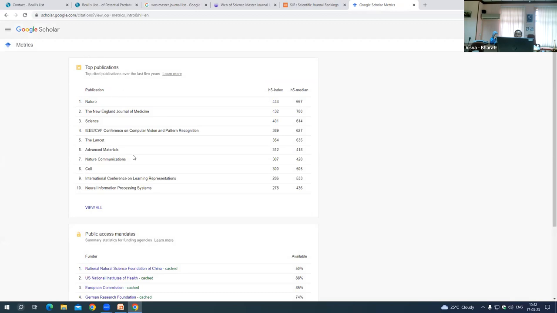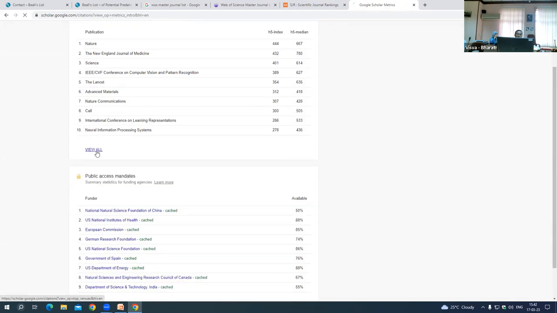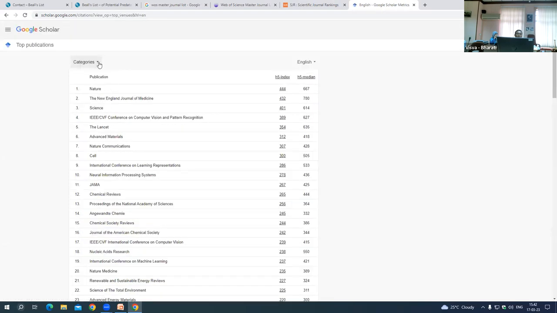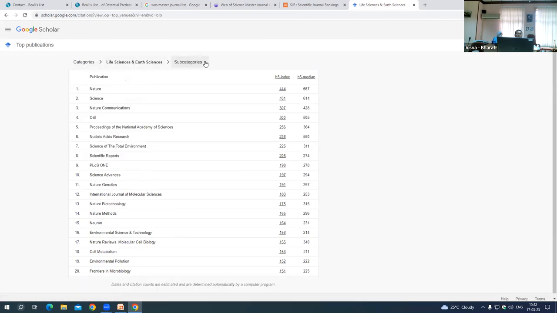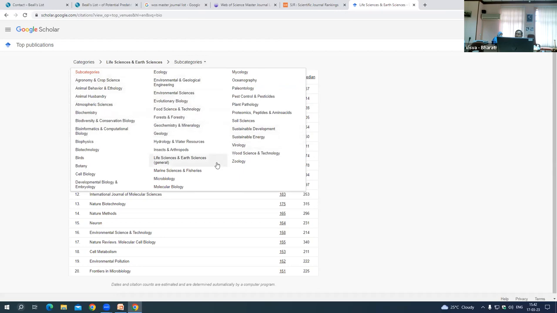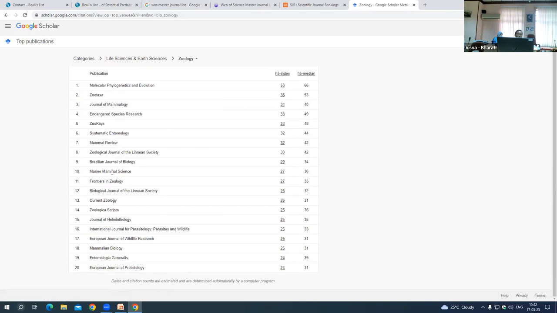This is the list of top publications of Google Scholar, and view all. Then we can again filter the search according to my subject, suppose life science and earth science, and again you find the subcategories. So there are so many subject areas, and you can filter the search according to your needs. So, geology: the top 20 publications are listed here according to the H5 index rank. So we can find a suitable journal for our manuscript using this platform also.